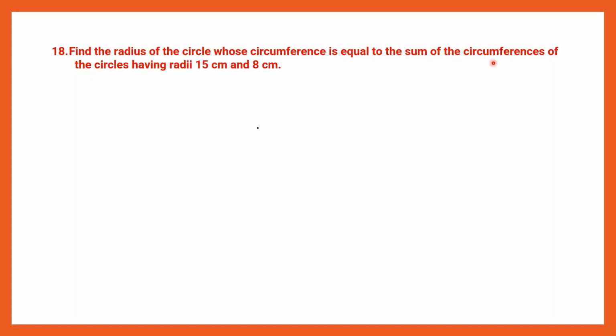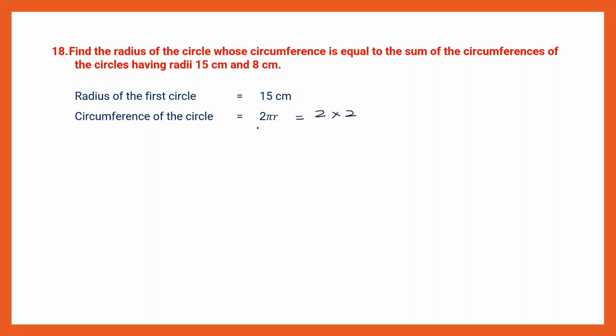So let's find the circumferences of these two circles first. So let's begin with that. Radius of the first circle is 15 centimeters given to us. Now let's find the circumference of this circle using the formula 2 pi r. That means 2 into 22 by 7 into r, which is 15 centimeters. So this will be 2 into 22 is 44 by 7 into 15 centimeters.